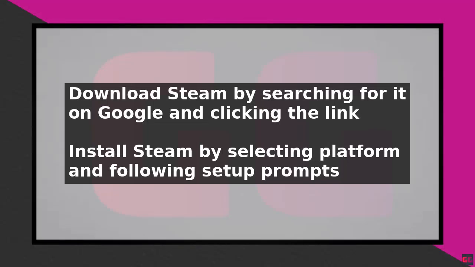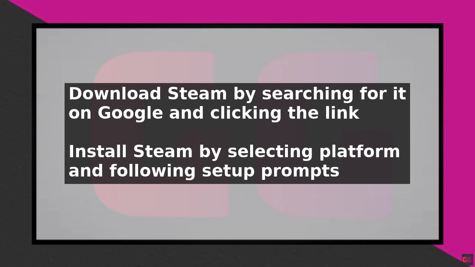To download Windblown on a PC or laptop, start by downloading Steam, an app that allows you to buy, download, install, and play games. To do this, go to Google and search for Steam. Then click on the link that says "Welcome to Steam" at store.steampowered.com.